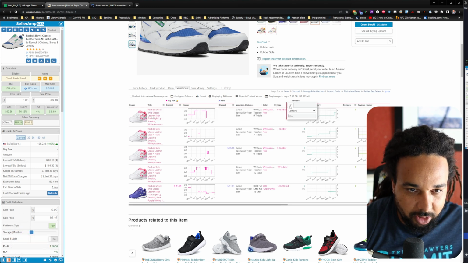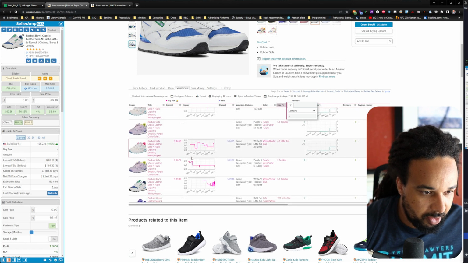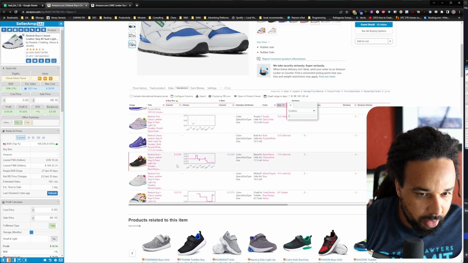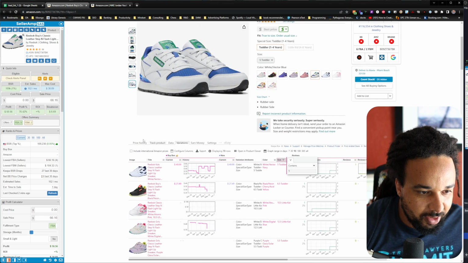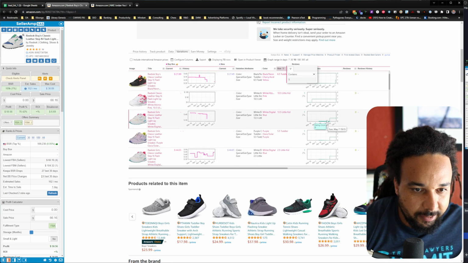So size 5 toddler, here we go. We need some blue. It's this one, not selling. Next one, it's not even this one. But if it's not right there, if it's not on top right there, it's not selling. What size was this? 5 toddler?